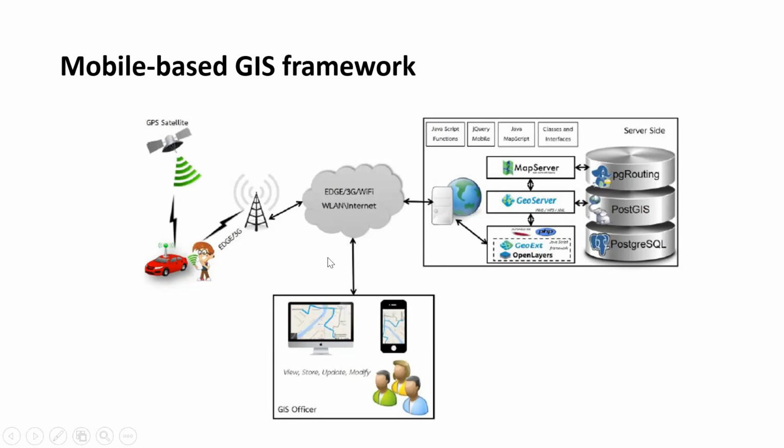Anyway, as I mentioned, these three things we use for mobile application development. If the mobile has a GPS connection, it means we can collect spatial data. And also we can use the map server, GeoServer, and other GIS components, WebGIS components. I think you have already learned those things.